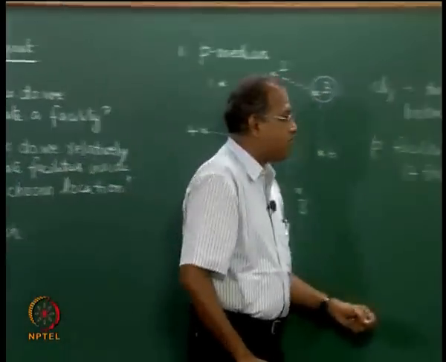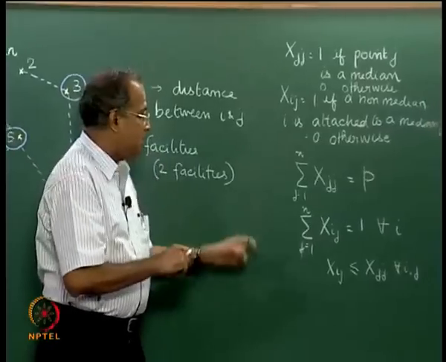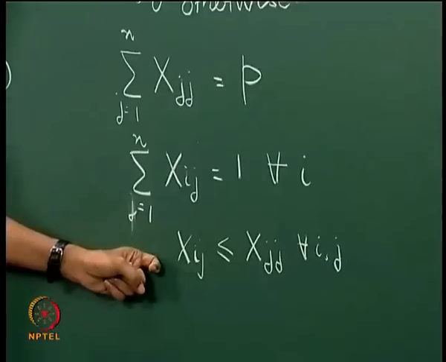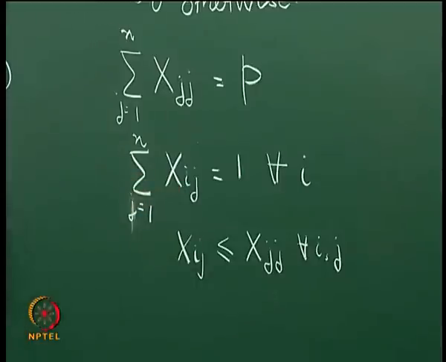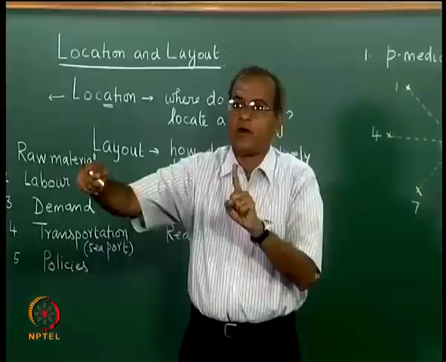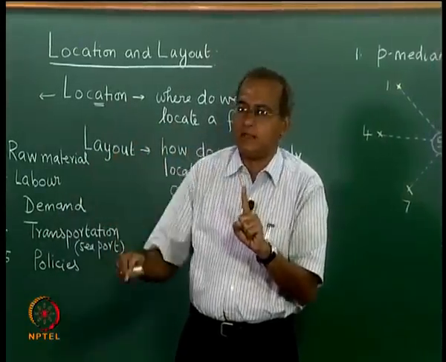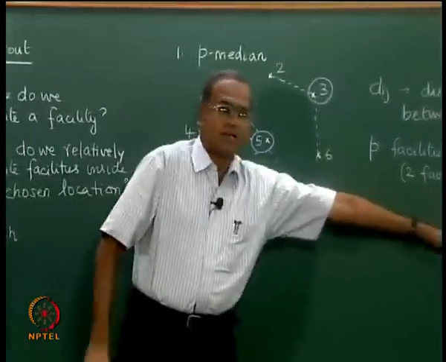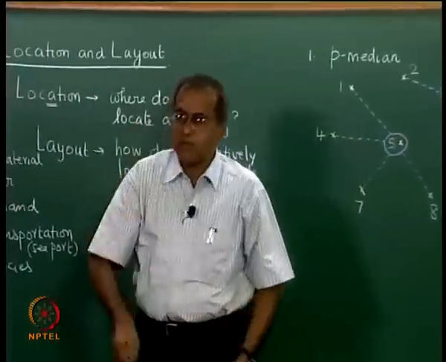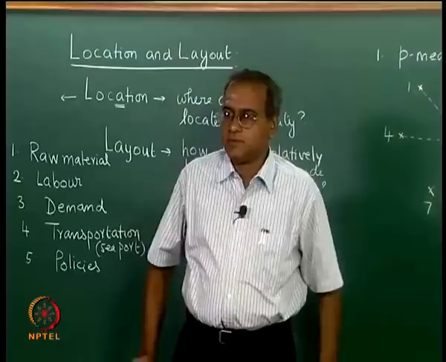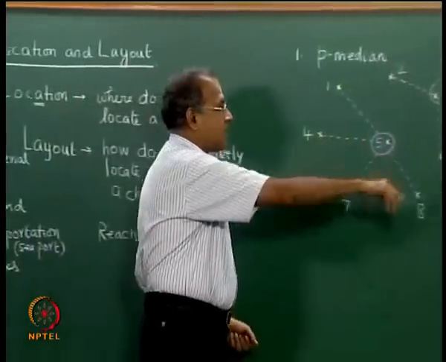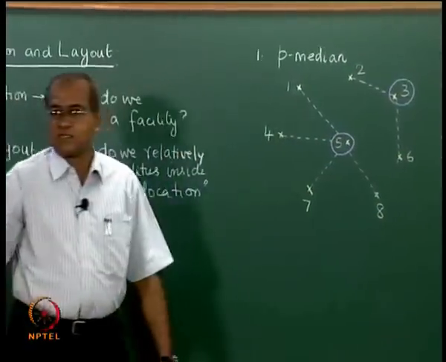So, that way for a non-median point 1 this will be satisfied, this would also be satisfied. This will ensure that a non-median point 1 does not get attached to more than one median. It will get attached to only one median and cannot get attached to a non-median point. So, all these are taken care of by this set of constraints.